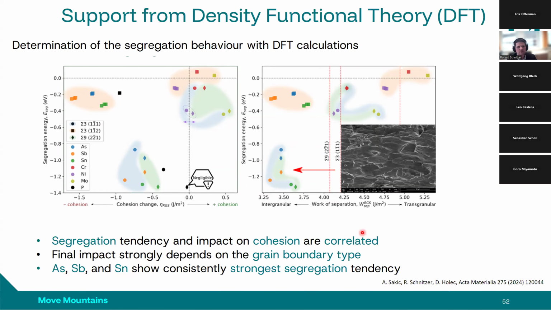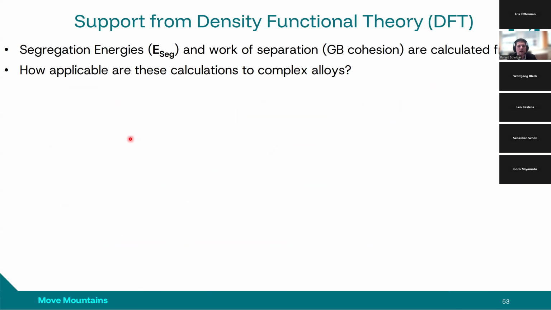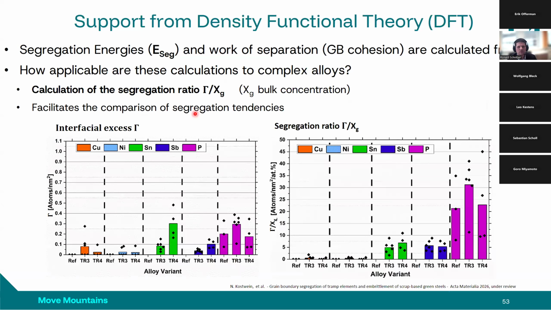And now the question is, how applicable are these calculations to complex alloys as we have in steels? What is important to mention is that one should always consider the bulk concentration. So our attempt here was to use the interfacial excess from atom probe tomography I have shown you before, atoms per square nanometer, and divide this by the bulk concentration you have in your alloy. And when you do so, one suddenly comes to this diagram here.